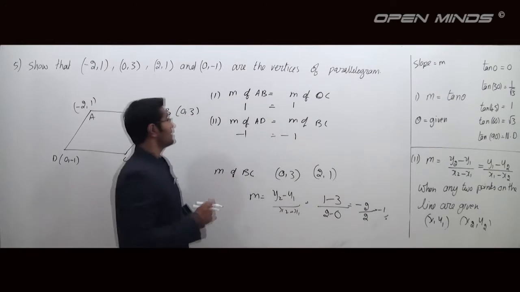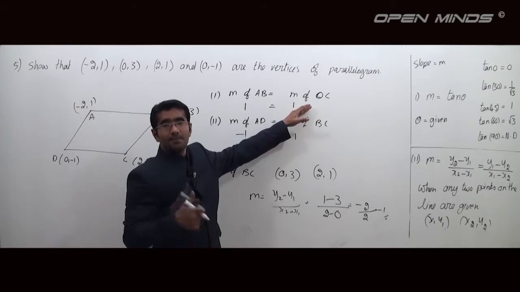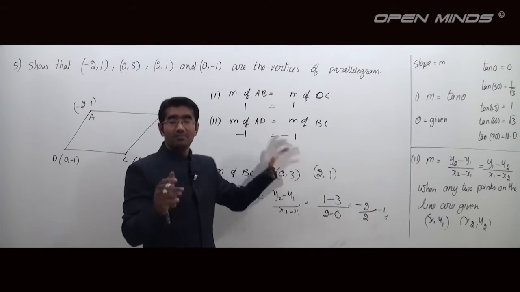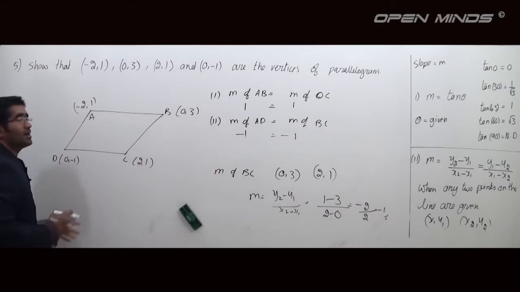I can see that yes, the slopes of AB and DC are the same. It means they are parallel. The slopes of AD and BC are the same. It means they are parallel. It means ABCD is a parallelogram. That's it.